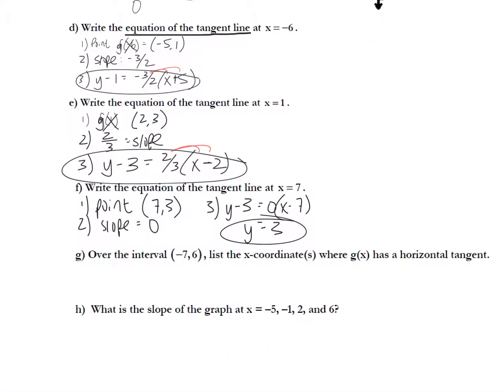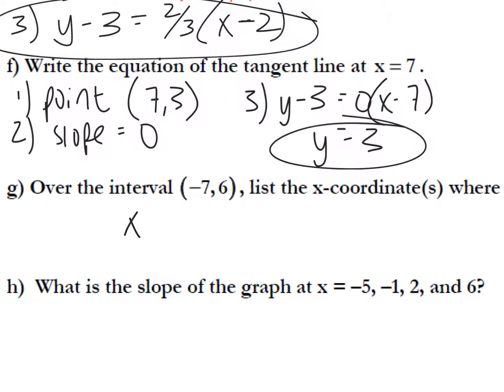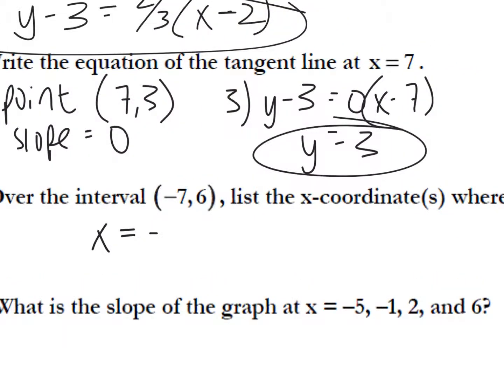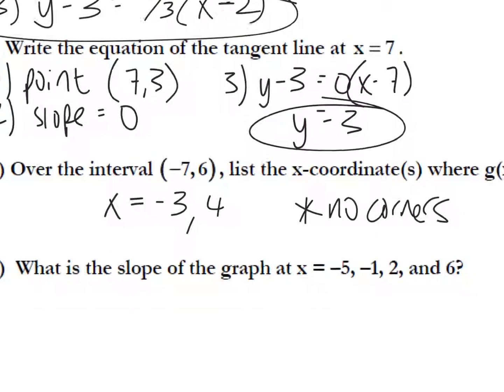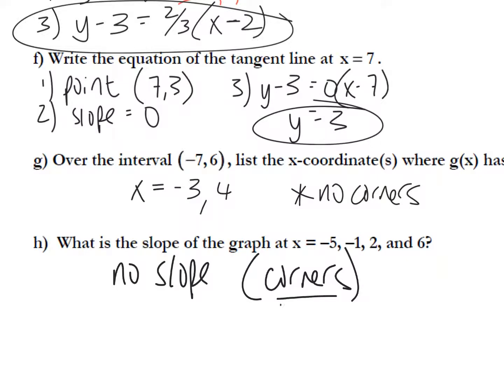So I'm going to write a couple things about that. Here's over the interval, list the x coordinates. The x values were -3 and 4. Just make a note, no corners. It has to be a nice curve. What is the slope of the graph at x equals -5, -1, 2, and 6? No slope. Those are corners. Again, you'll learn a lot more about that in calculus, but for right now, we're only interested in the curves, not the corners. That's where it's a flat line or a horizontal slope, okay?